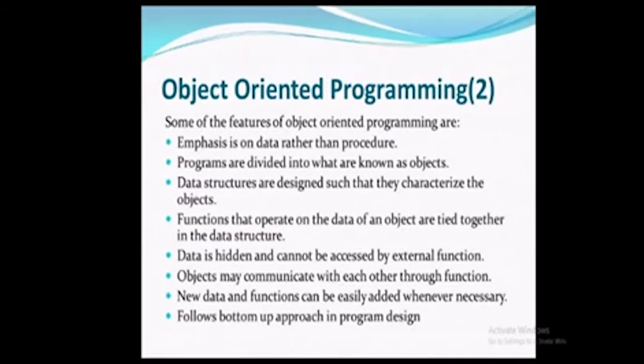Some of the features of the object-oriented programming approach are: emphasis is on data rather than the procedure. Programs are divided into what are known as objects. Data structures are designed such that they characterize the objects. Functions that operate on the data of an object are tied together in the data structure. Data is hidden and cannot be accessed by external functions. Objects may communicate with each other through functions. New data and functions can be easily added whenever necessary. It follows a bottom-up approach in program design.